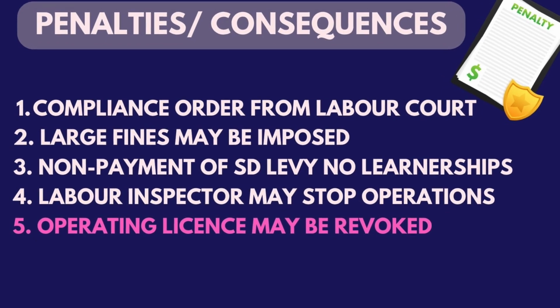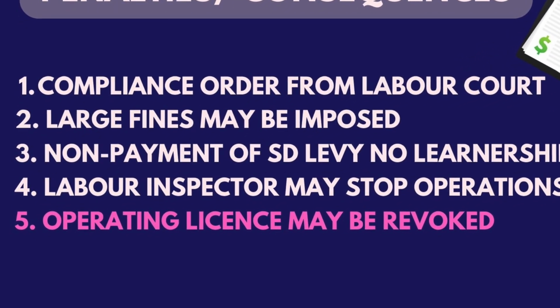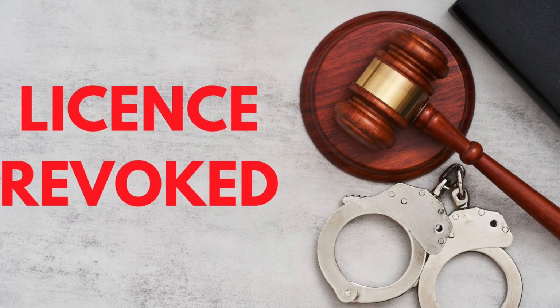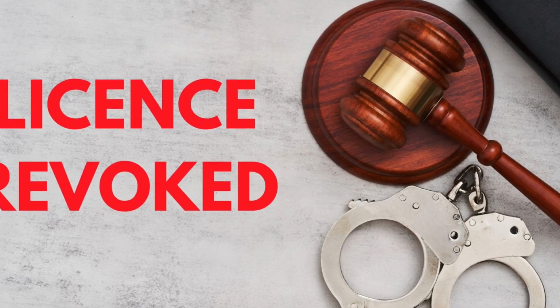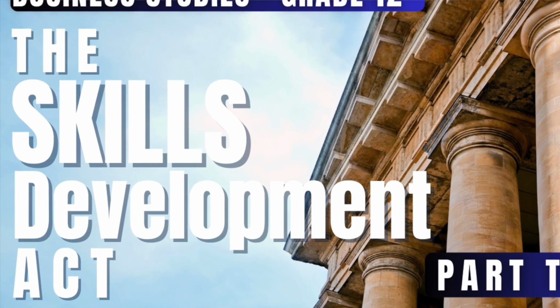Now, our last point in skills development non-compliance is that the business operating license may be revoked or may be stopped or may be cancelled. So the business cannot do daily operations. That is the last point under non-compliance for the Skills Development Act.